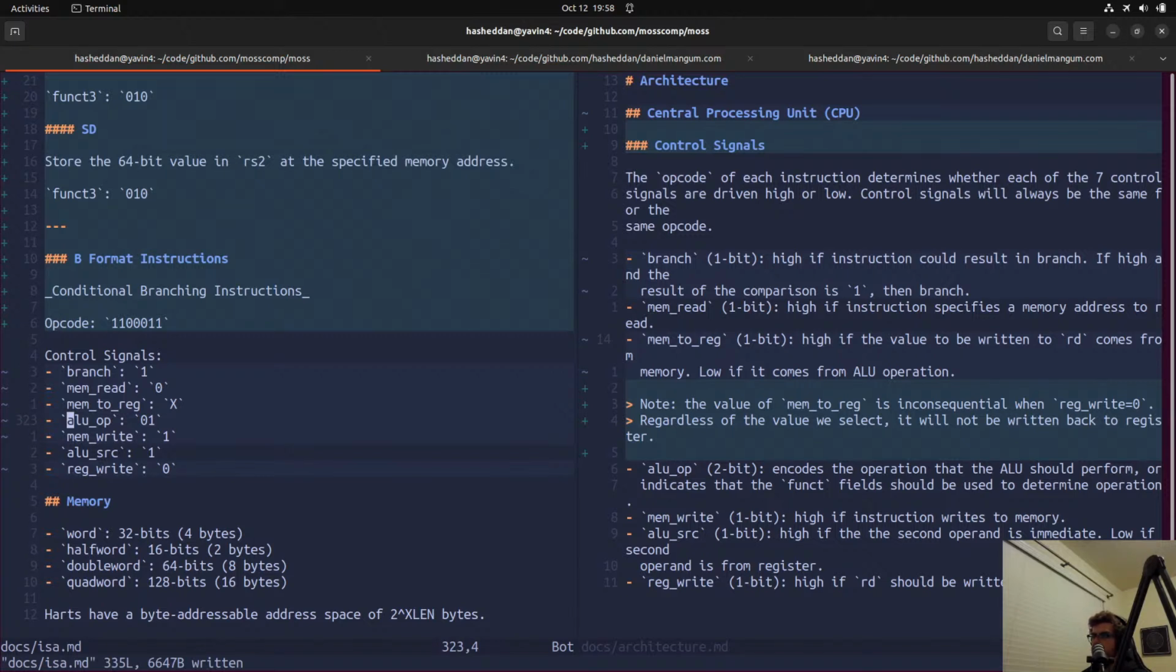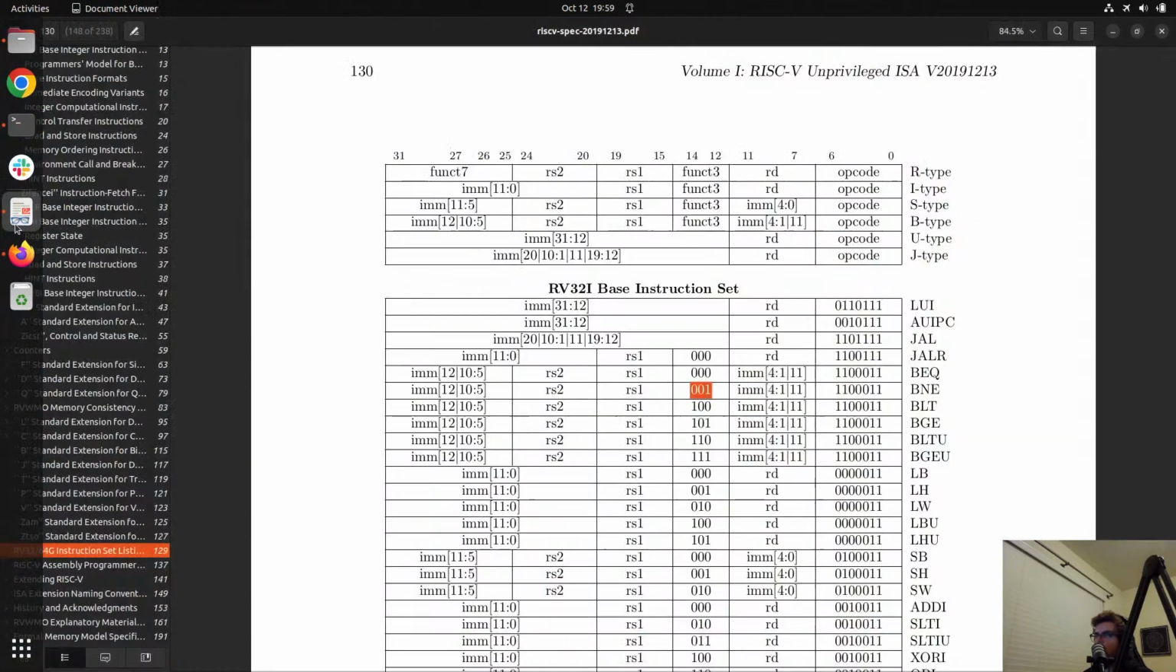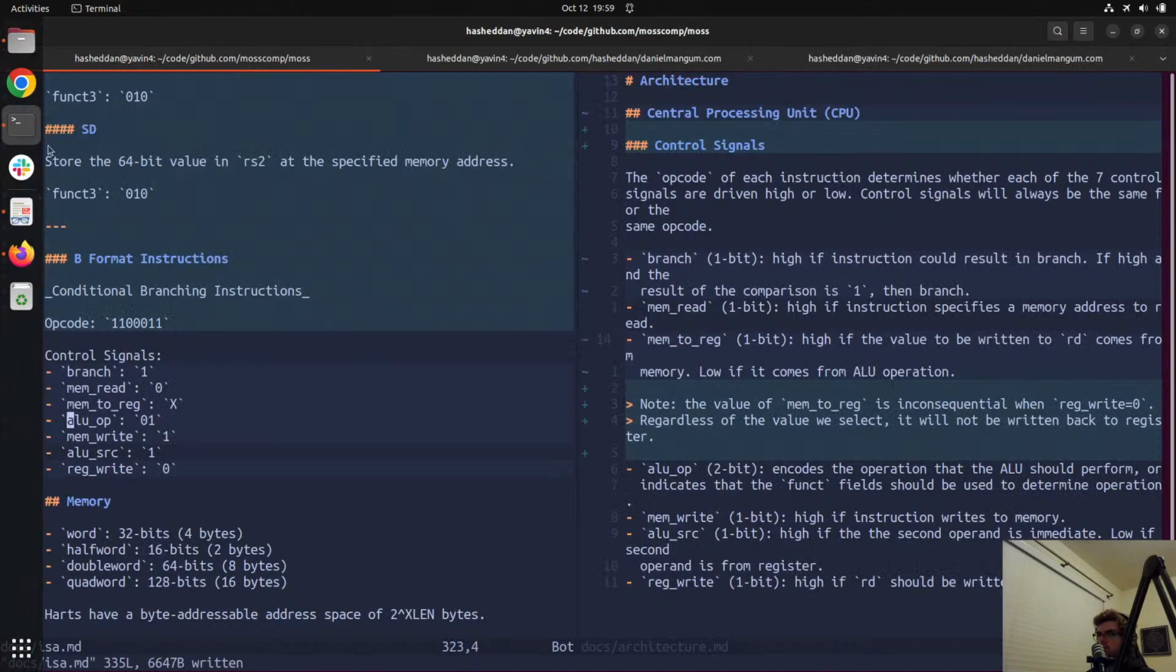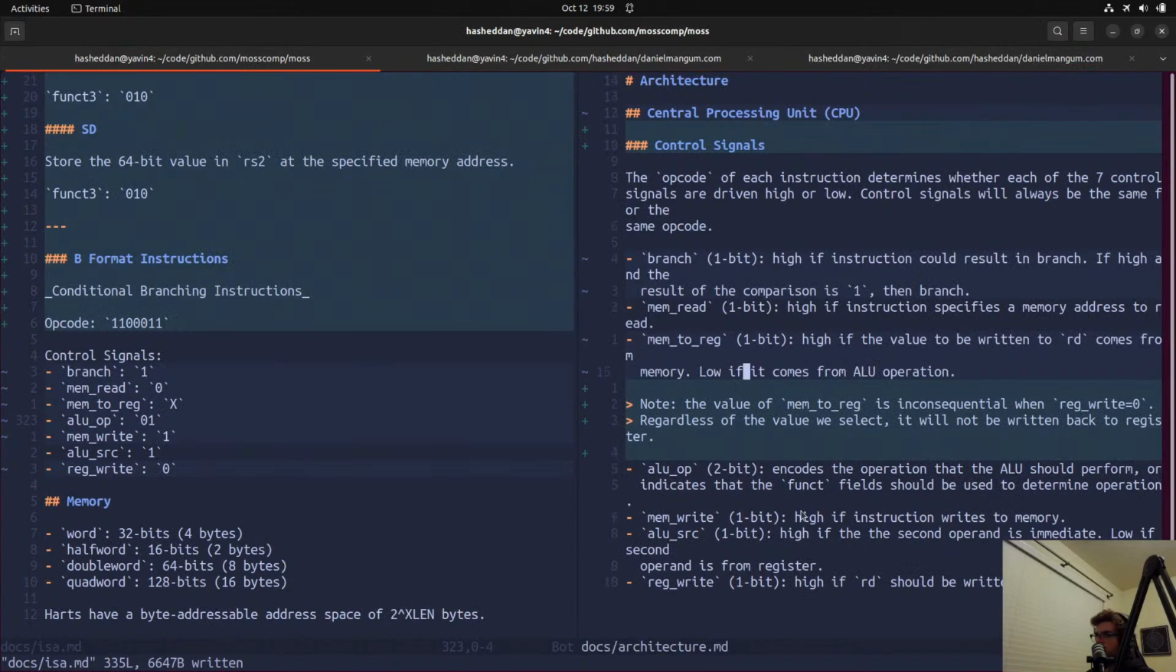And then ALU source is high if the second operand is immediate, low if the second operand is from register. Once again, if we look here, we can see that second operand is from register. So it should be 1. Let's double check that. Sorry, it should be 0, because the second operand is from register. All right, said the right words, picked the wrong signal.